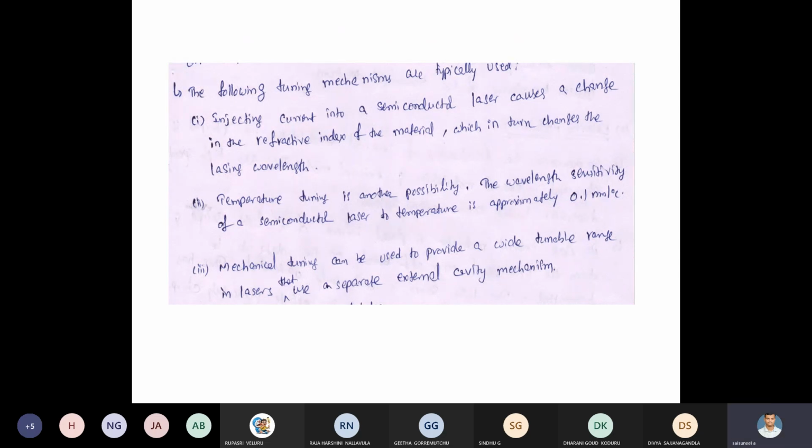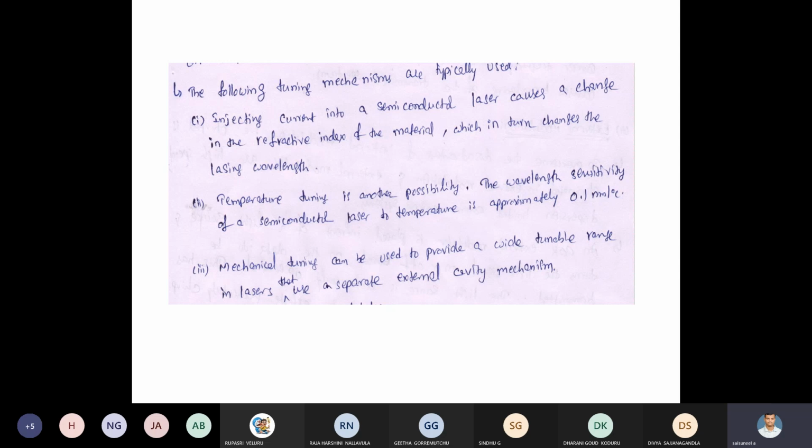There are three types of tuning mechanisms used in tunable lasers. The first one is injecting current into a semiconductor laser. Why? It can change the refractive index of the material, which in turn changes the wavelength. Once the refractive index changes, we automatically change the wavelength of the signal by injecting current.